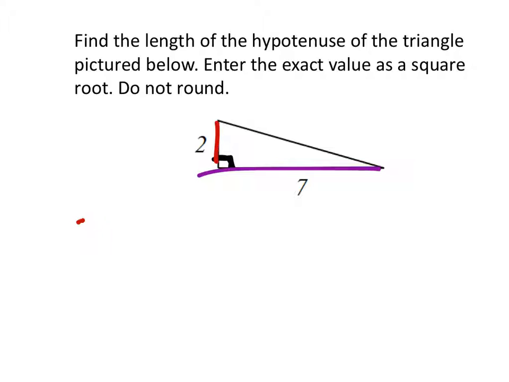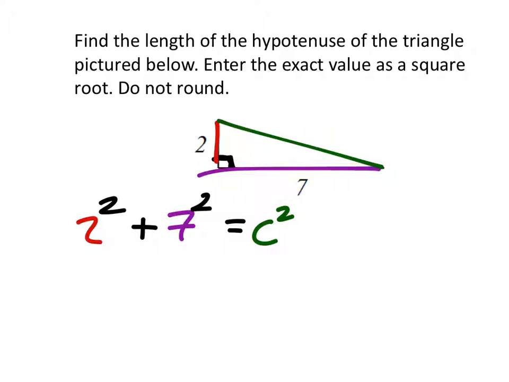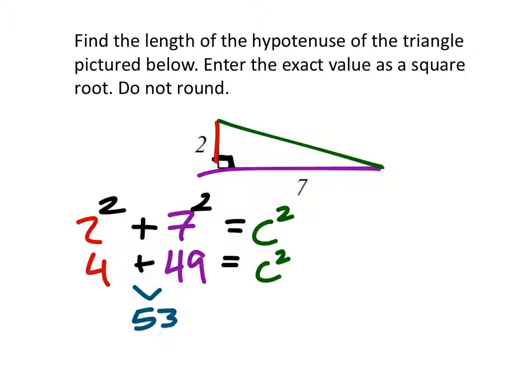So I have the two legs, 2 and 7, and I need to square those and find their sum, and that should equal the hypotenuse squared, which is the side opposite the right angle. 2 squared is 4, and 7 squared is 49. I'm going to add those, and that should be c squared. 4 plus 49 is 53, which again should equal c squared.